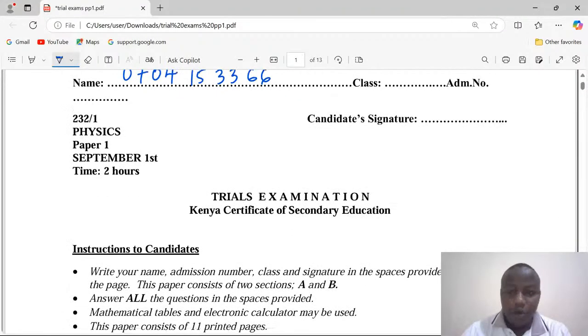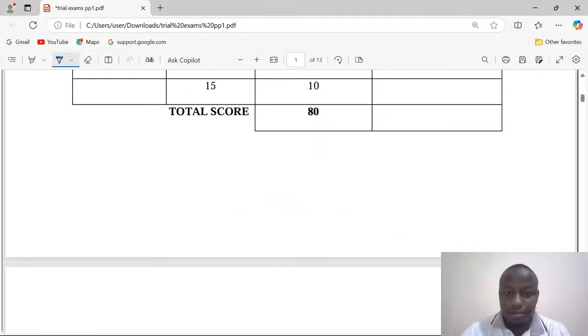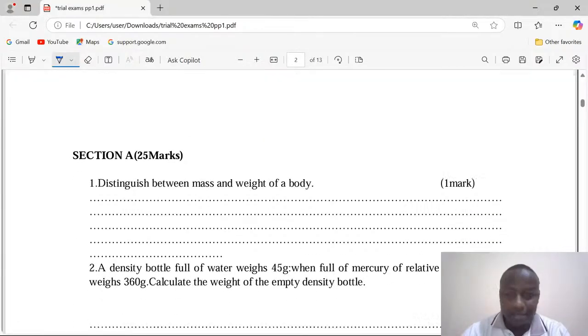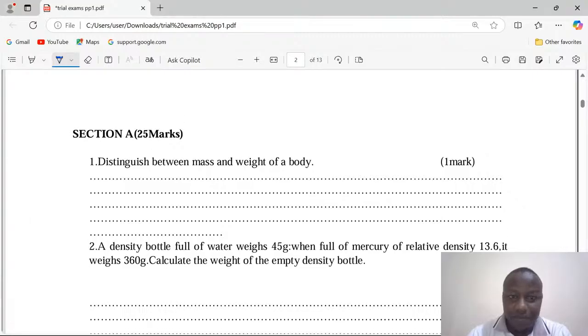So we're going to go through a physics paper 1, a total of 80 marks. We'll be giving even guidelines on how to answer a few questions. And in case you are stuck somewhere when you are handling mathematics or physics, the number to consult is still on the screen.